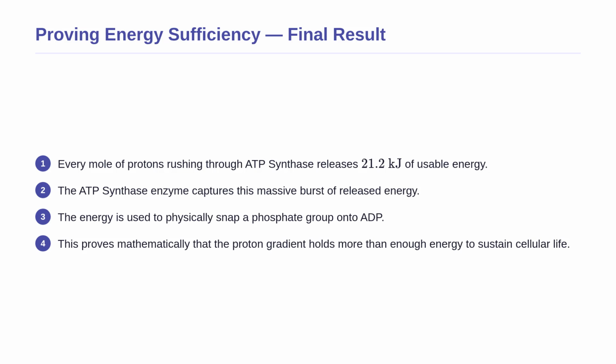This brings us to the final biological proof. We have established that every mole of protons rushing through the ATP synthase turbine releases 21.2 kilojoules of usable energy. The ATP synthase enzyme is designed to capture this massive burst of released energy. It uses this exact energy to physically snap a phosphate group onto ADP, creating ATP. By calculating this thermodynamic value, we have proven mathematically that the proton gradient holds more than enough energy to drive ATP synthesis and sustain all cellular life.